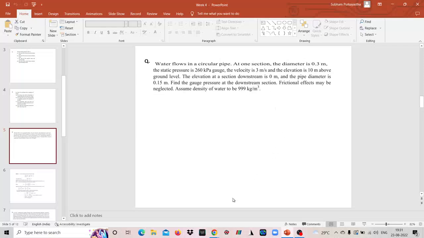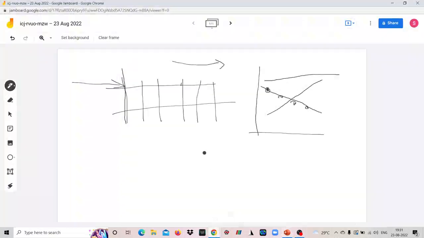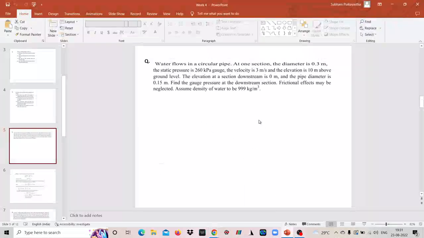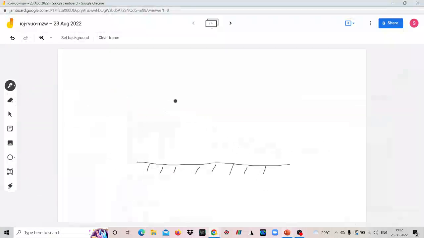Okay. So what is the situation? Whenever possible, it is better to draw a pictorial representation of the situation that is being asked in the question. So this is the ground level. And there is a pipe, a tapered pipe. But the question is whether it is a horizontal pipe or an inclined pipe. If you look at the elevation, it is 10 meter here and 0 meter there. So definitely it is an inclined pipe.